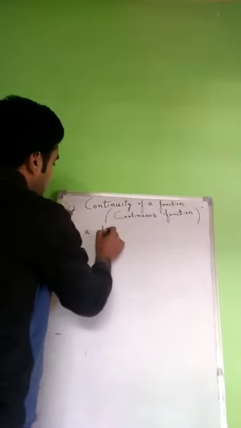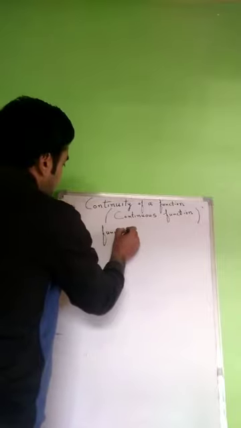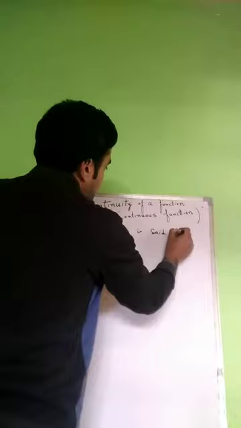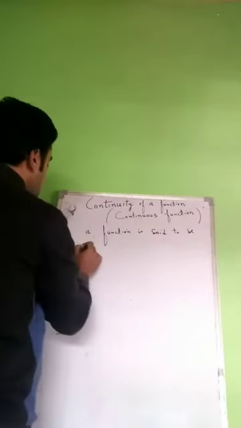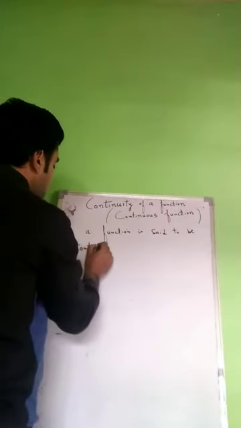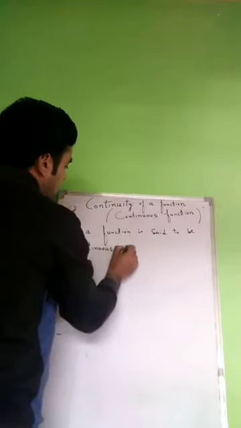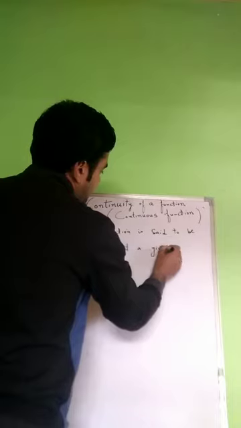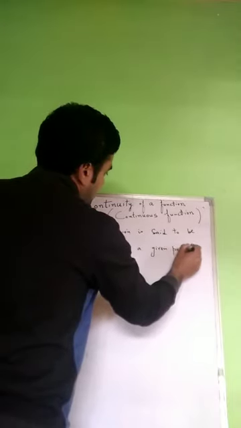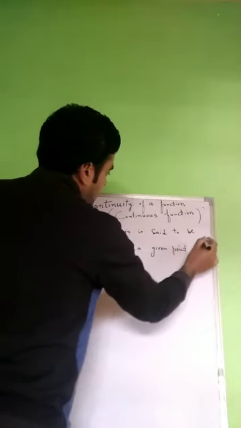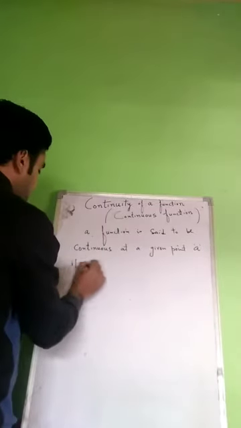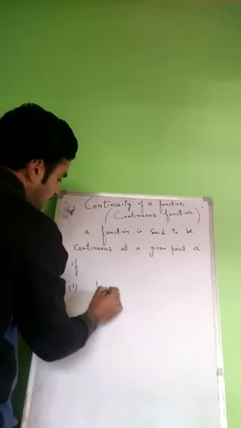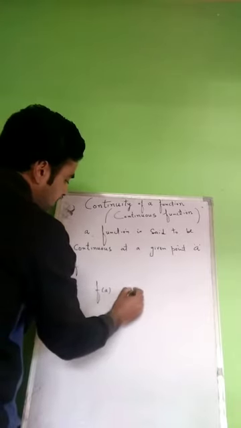a function is said to be continuous at a given point A if, number one, f(A) exists.